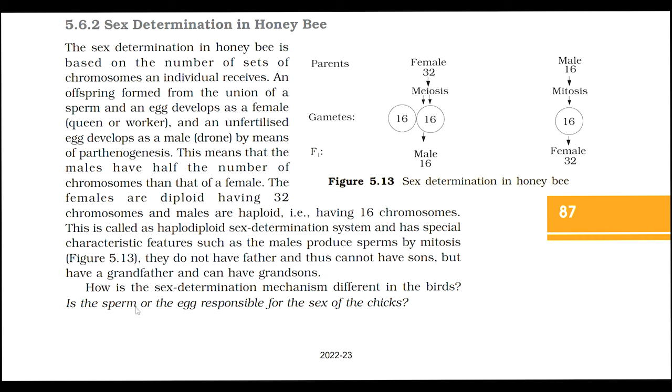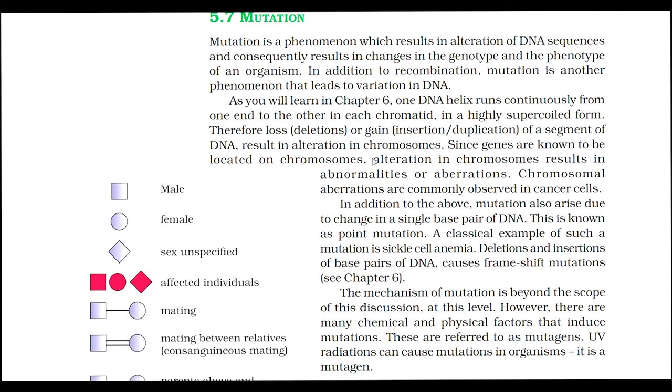5.7. Mutation. Mutation is a phenomenon which results in alteration of DNA sequences and consequently results in changes in the genotype and the phenotype of an organism. In addition to recombination, mutation is another phenomenon that leads to variation in DNA. As you will learn in chapter 6, one DNA helix runs continuously from one end to the other in each chromatid in a highly supercoiled form.